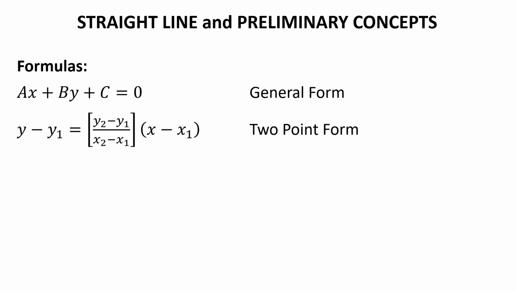The second formula we call the two-point form, and we read it as y - y1 = (y2 - y1)/(x2 - x1) multiplied by (x - x1). The third formula is y - y1 = m(x - x1), and we call it the point-slope form of the straight line.